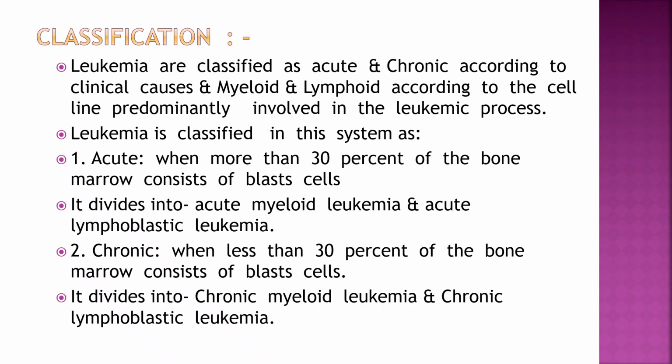Leukemia is classified as acute when more than 30% of the bone marrow consists of blast cells. Then it is divided into acute myeloid leukemia or acute lymphoblastic leukemia according to the myeloid or lymphoid series involved. Chronic, when less than 30% of the bone marrow consists of blast cells, is called chronic leukemia, and again it is divided into chronic myeloid leukemia or chronic lymphoblastic leukemia according to the series of the cells involved.